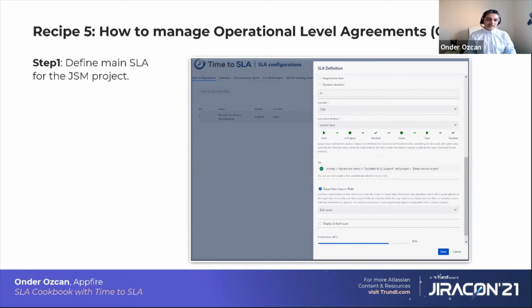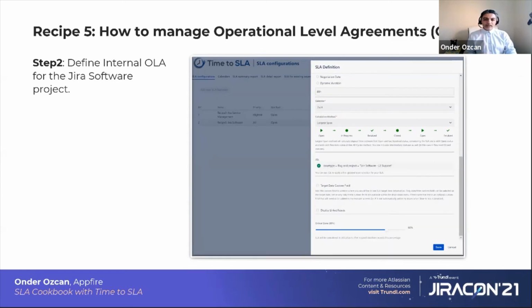It's going to be clear in a couple of moments. Step two is defining the internal SLAs or OLAs, in this example for the Jira Software project. Again, it's pretty straightforward. We need to name the SLA, choose the calendar, and formulate the JQL statement, which is: issue type should be bug, and the project should be Jira Software Level 3 support.